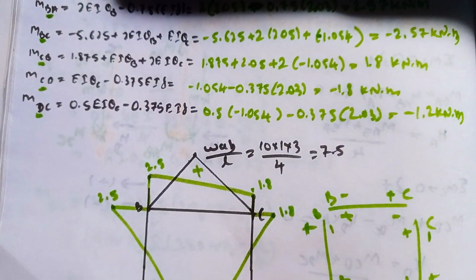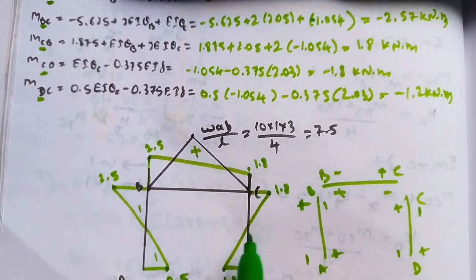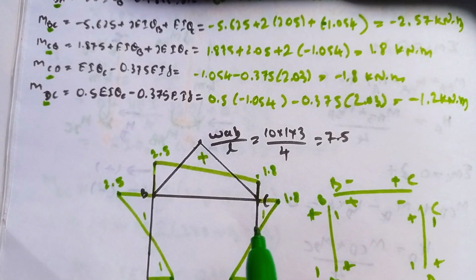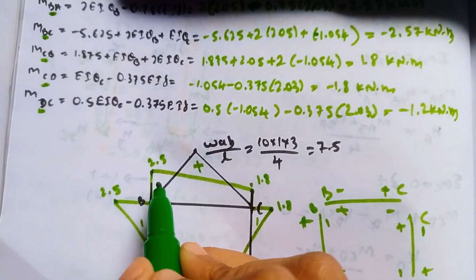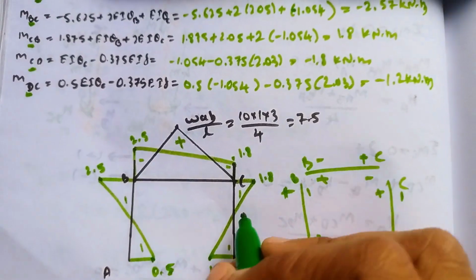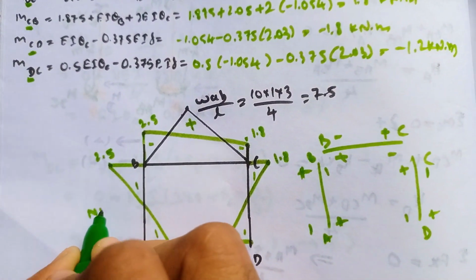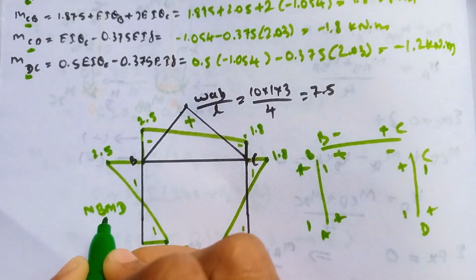Here positive, here negative, here also negative, here negative, negative, here also negative. So this is our net bending moment diagram of this problem, of this frame.